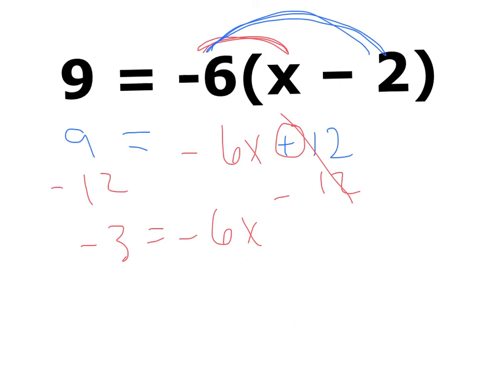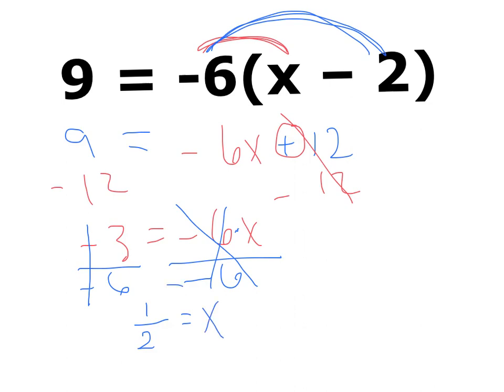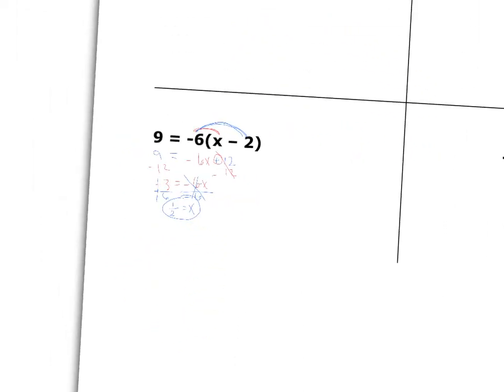Okay, so we have -3 equals -6x. And last step, undo our multiplication with division. Okay, so divide each side by -6. So our -6's, they cancel out. Our negatives over here, they cancel out. And 3/6, what's another name for 3/6? Well, that would give us 1/2. Okay, so our x equals 1/2. Okay, so sometimes you're going to get whole answers, sometimes you're not. You just got to be ready for that.